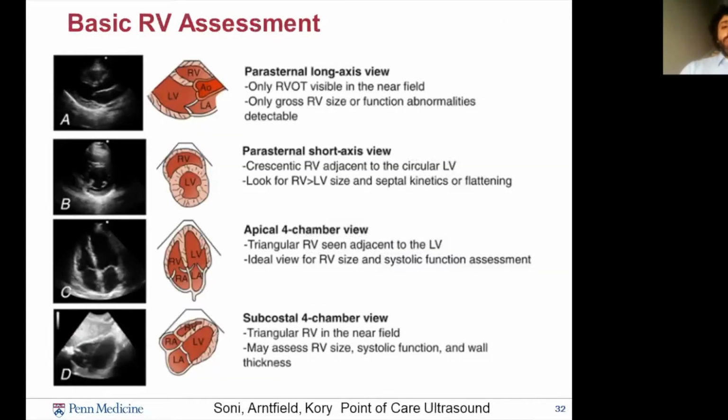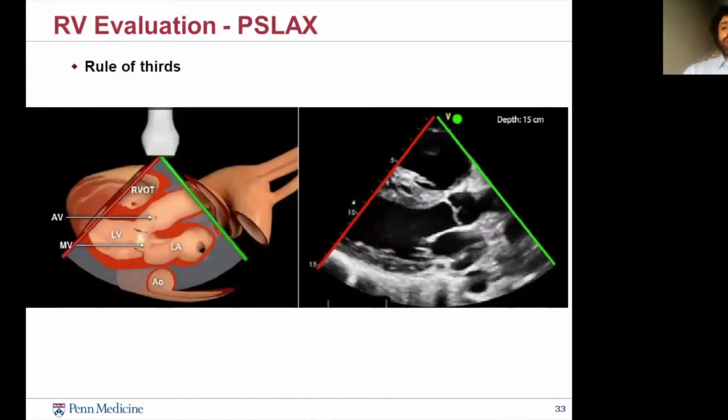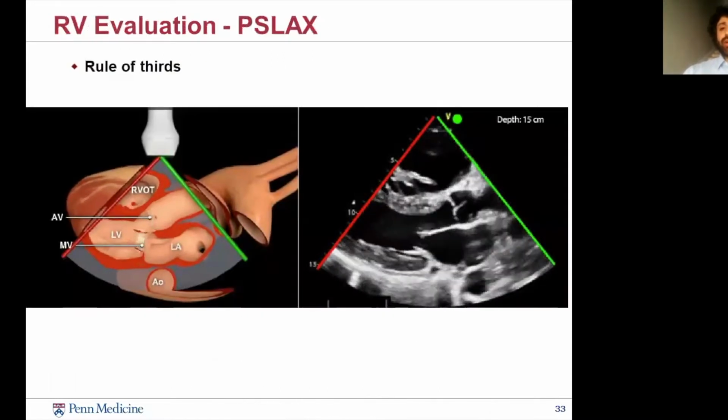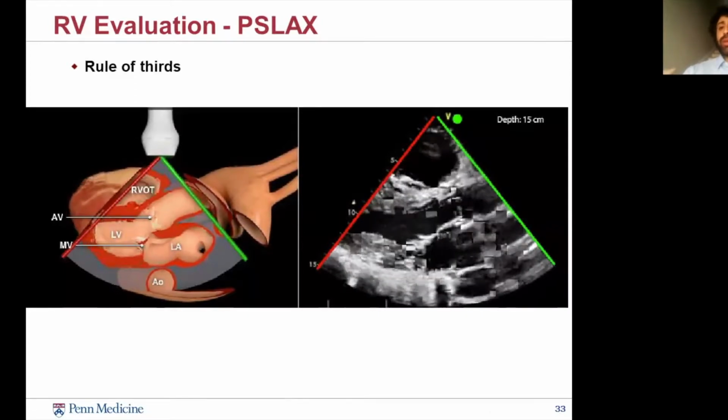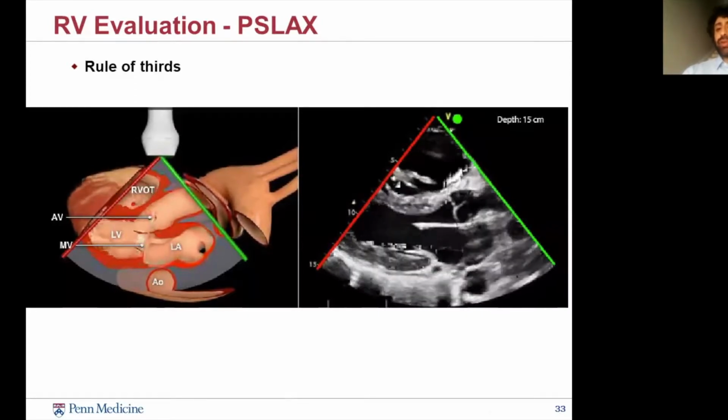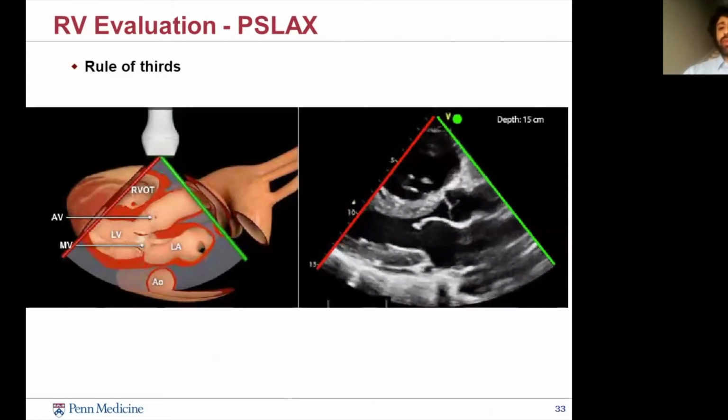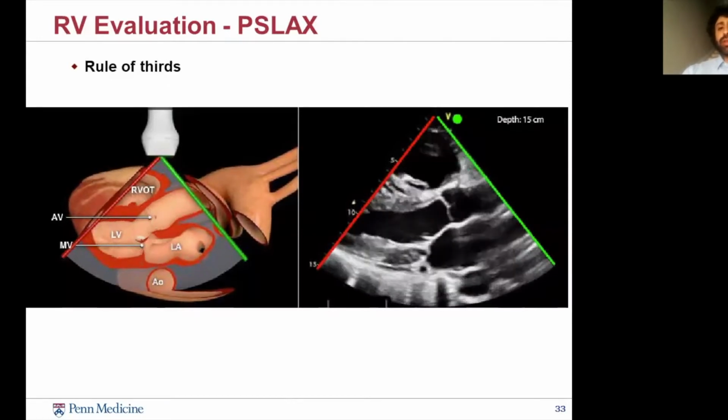When it comes time to assess the right ventricle, which can be indicative of obstructive shock due to pulmonary embolus, there's information that can be gathered from each of the views. In the parasternal long view, you can see a large right ventricle. When I say large, what I mean is that the right ventricular diameter should be about the same as the aortic outflow tract or the left atrium. If one of those is bigger than a third, then something's wrong.